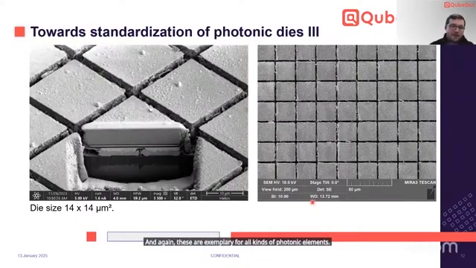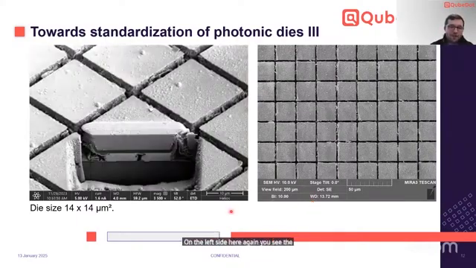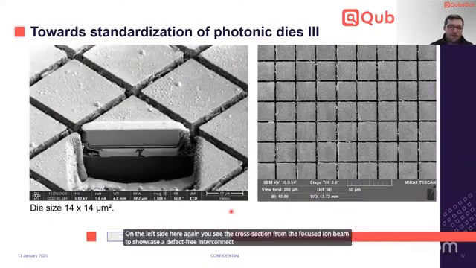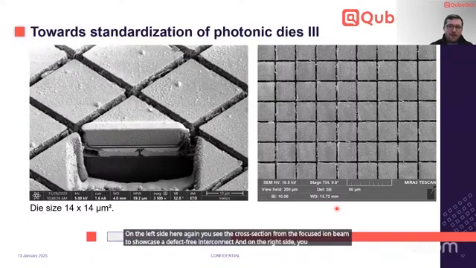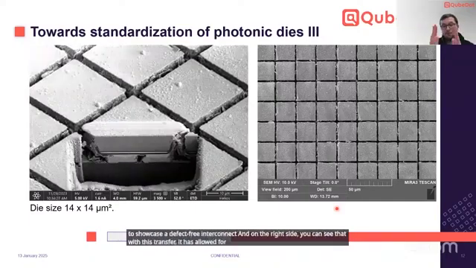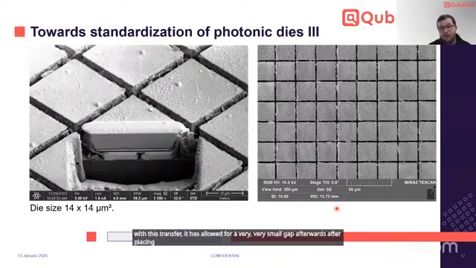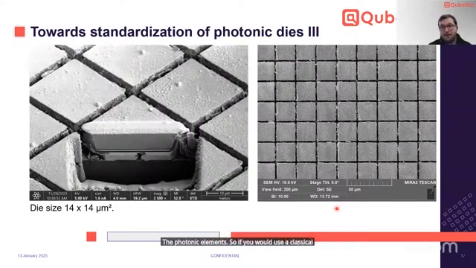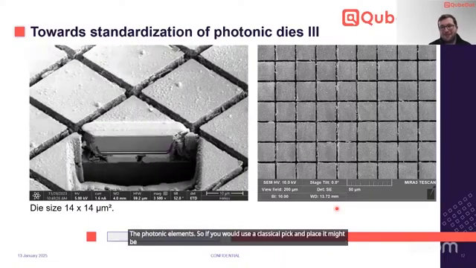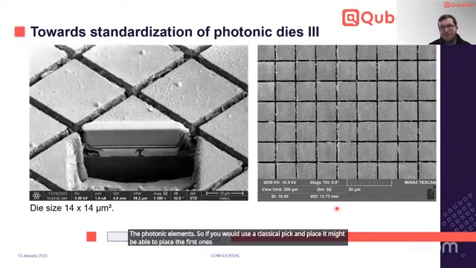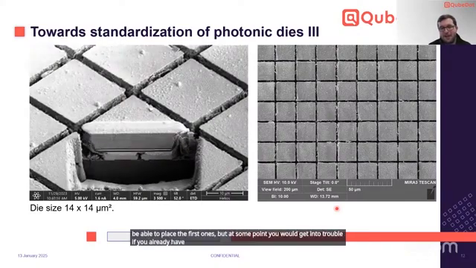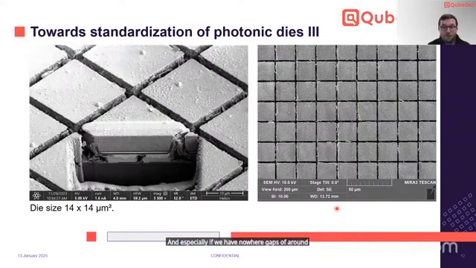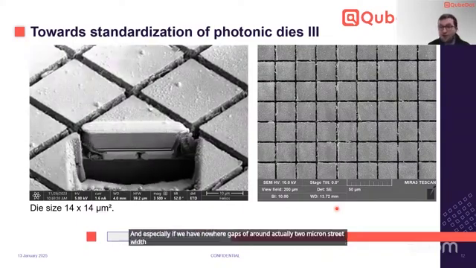On the left side here, again, you see the cross-section from the focused ion beam to showcase a defect-free interconnect. And on the right side, you can see that with this transfer, it allows for a very, very small gap afterwards after placing the photonic elements. So if you would use a classical pick and place, it might be able to place the first ones, but at some point you would get into trouble if you already have a bumped surface. And especially if we have now here gaps of around 2 micron street width, that's at least challenging.